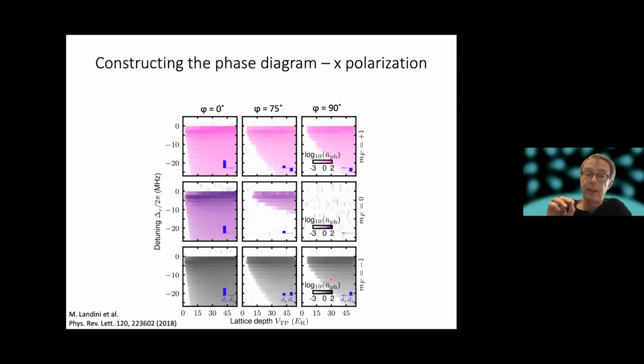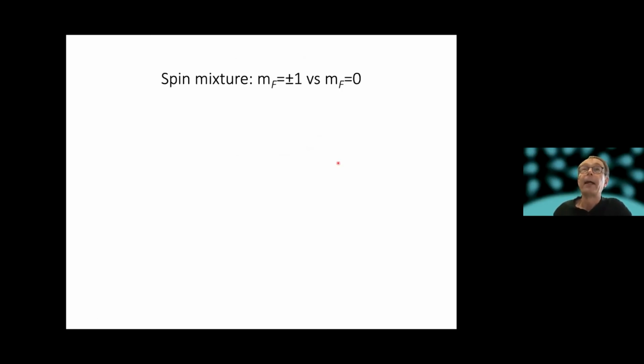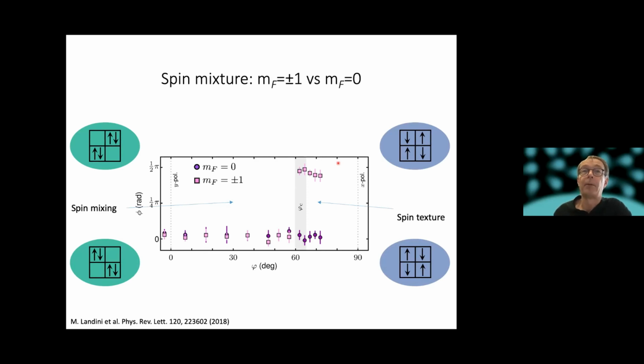And they will self-organize with different phases of the scattered light. These time phases of the scattered light, which one can measure in the output of the cavity, are shown here. If you are at 90 degree polarization, you have a 90 degree phase shift. And of course, for the MF equals 0, we can no longer measure because there's no light coming out, because there was no self-organization. You can also do that in a spin mixture.